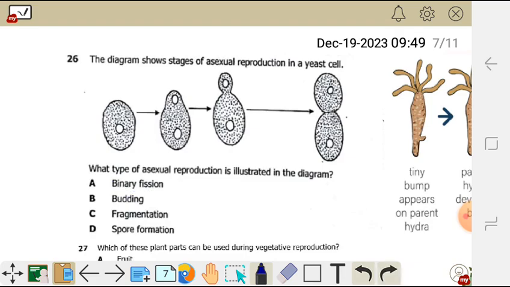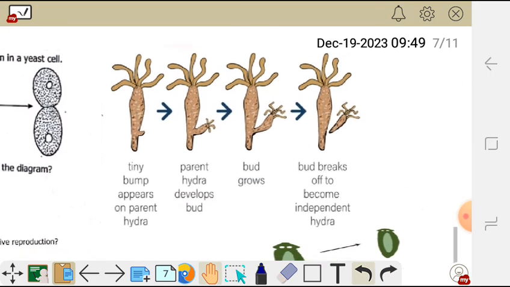And then budding. Budding is where we have the organism, like in this diagram here. The organism develops what we call a bud, that part there which is a bud. After that, that bud is going to grow bigger.